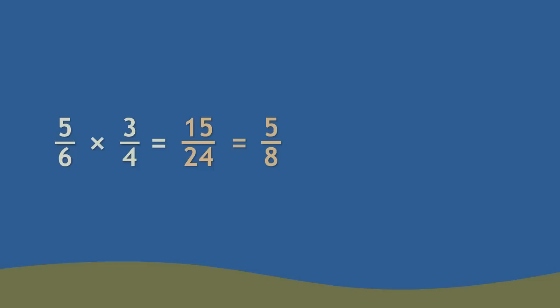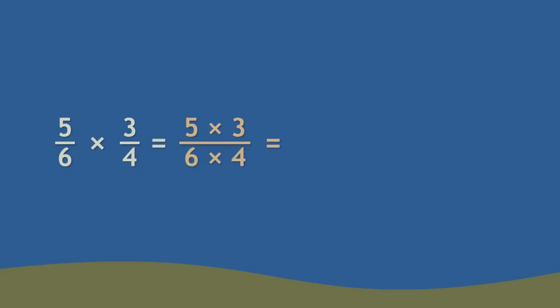Well, let me show you what I think is a shortcut to help us in the simplification process, and it's something called cancellation. So let's take this problem here. When we say 5/6 times 3/4, another way that we could write that is 5 times 3 over 6 times 4. So what we want to do is write out the numbers in the numerator and the numbers in the denominator in their prime form.